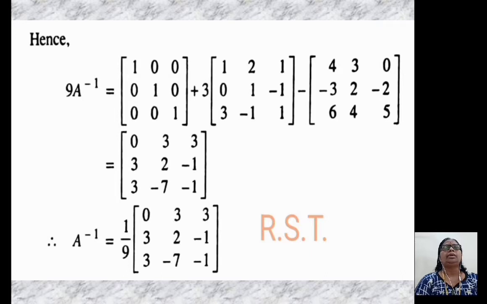First row is 0, 3, 3, second row is 3, 2, minus 1, third row is 3, minus 7, minus 1. Thus, we have calculated A inverse from the given matrix A, and in this example, we prove that every square matrix satisfies its characteristic equation, and here we have calculated A inverse also.